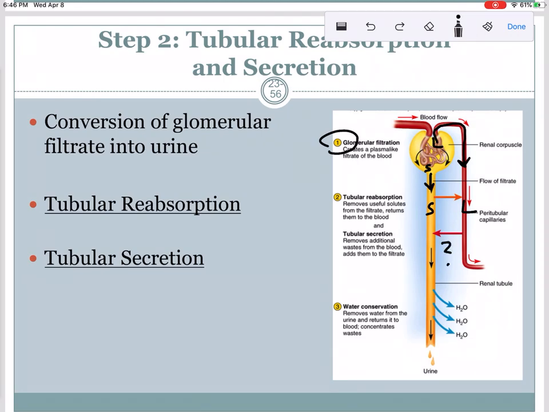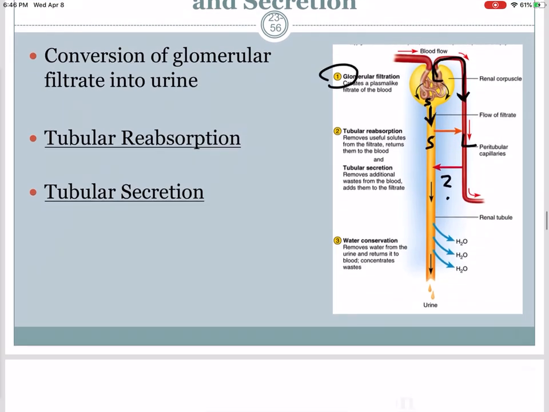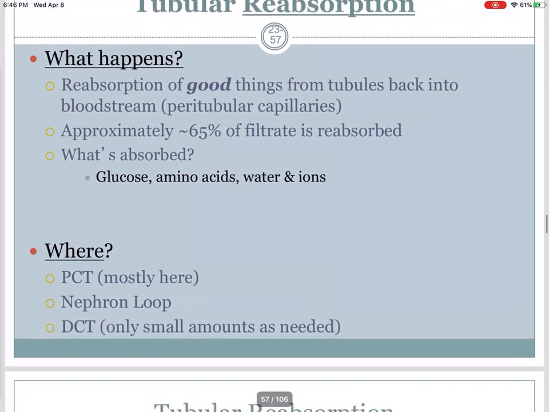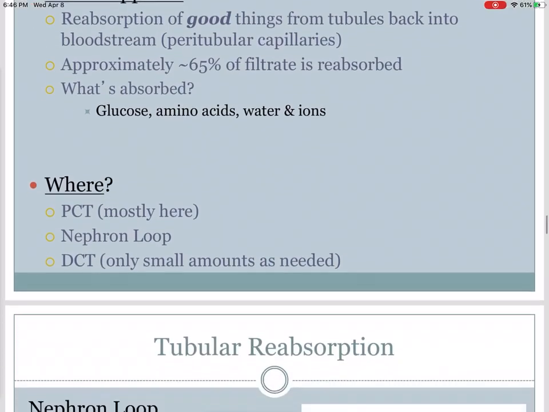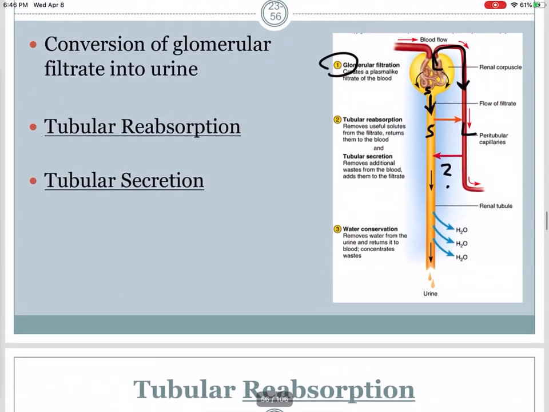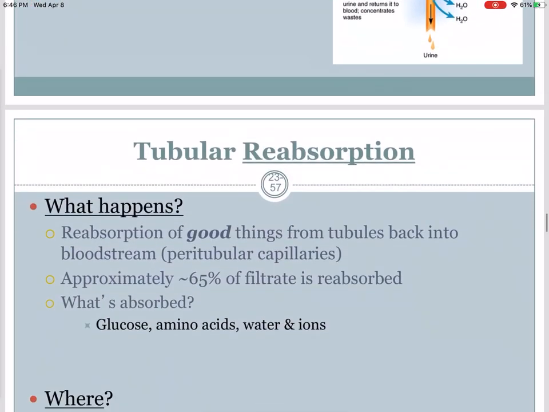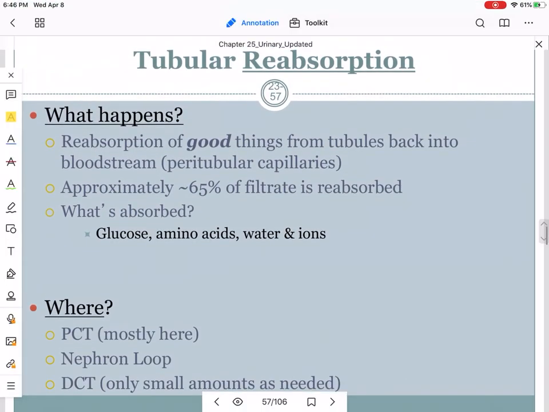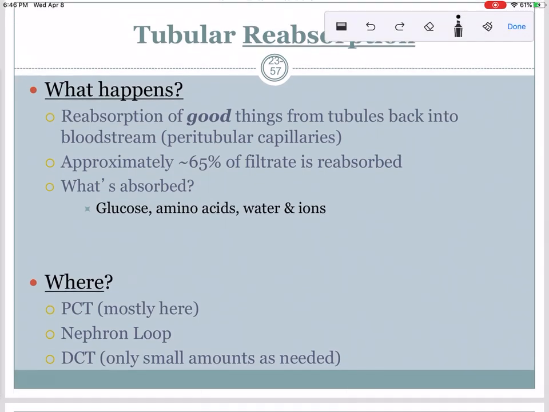But we haven't yet figured out what we want to reabsorb and keep in the body and what we want to excrete as urine. And that is exactly the job of step number 2 of urine formation: tubular reabsorption and tubular secretion. Off we go. Let's first talk about tubular reabsorption. I wish I had this picture down here again, but that's okay. You know why? Because I can draw it.